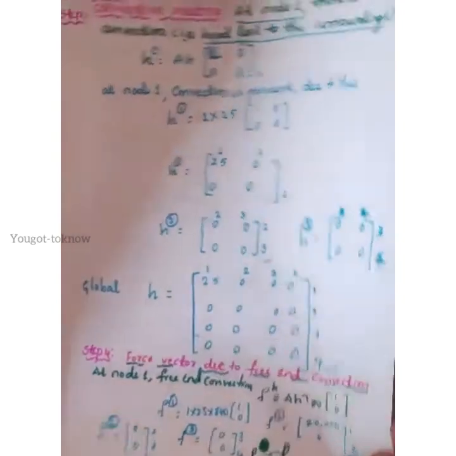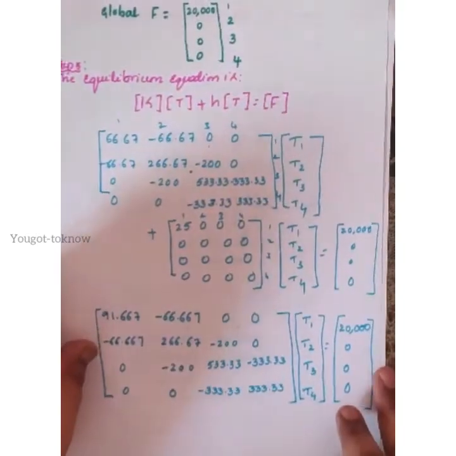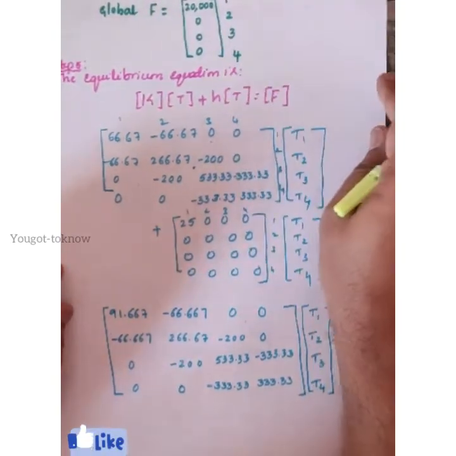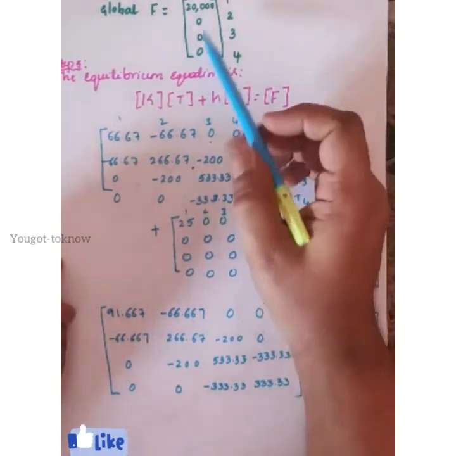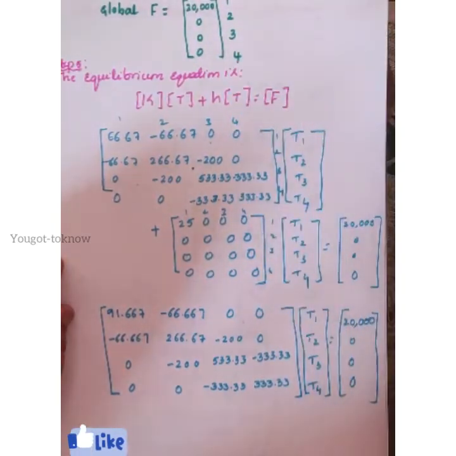Now write the next thing, your global F. Global F is due to convection: 20,000 0 0 0. What are the next steps? Now you have the K matrix, the H matrix, and the F matrix.